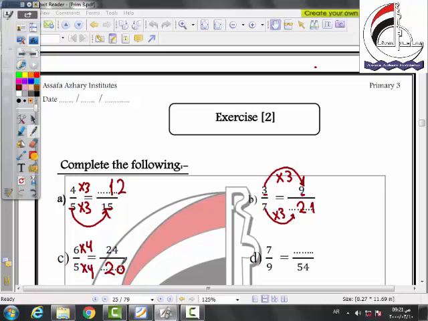7 over 9 equals space over 54. 9 became 54. We must multiply or divide. The number increased. Increased means we multiply. Multiply by 6, up and down. 7 by 6 is 42. 7 over 9 equals 42 over 54.